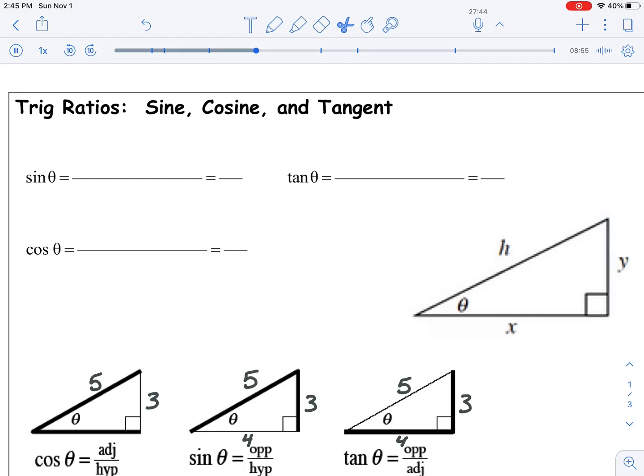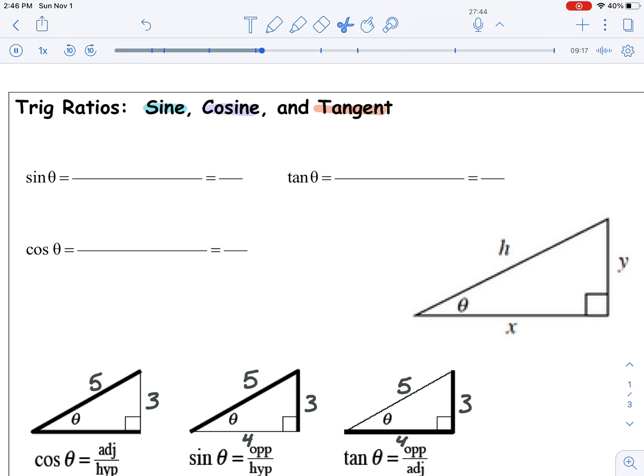Hi, Math 2. As you may have guessed, there's more than just one trigonometry ratio. We looked at tangent a little bit yesterday, but there's also this ratio called the sine ratio and a ratio called the cosine ratio. And we'll talk about all of those when we go through math.